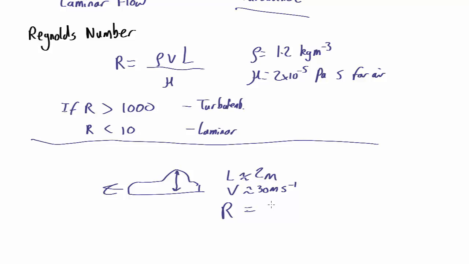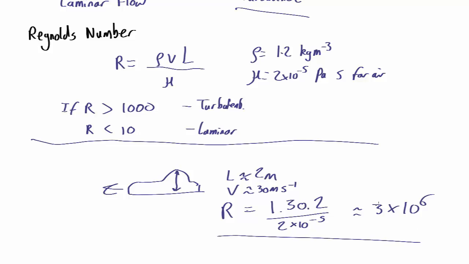So we end up with R equals the density, which is about 1, times the velocity, which is about 30, times the length scale, which is about 2, divided by 2 by 10 to the minus 5. The 10 to the minus 5 goes to the top, giving 10 to the 5. The 2s cancel, so it's about 3 by 10 to the 1 times 10 to the 5, so about 3 by 10 to the 6. This doesn't have units, it's a dimensionless number. The units on the top and bottom are the same. So that's enormous, way more than 1,000. So that's telling us the airflow around a car is turbulent.